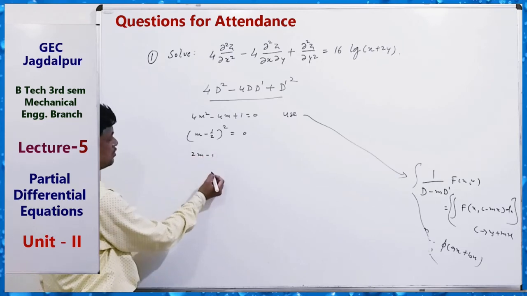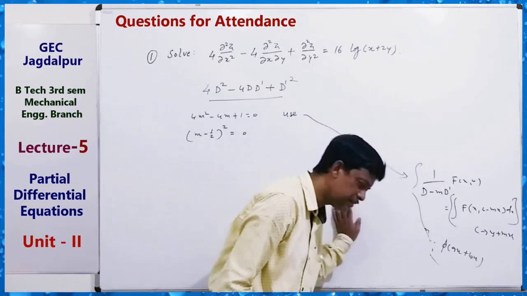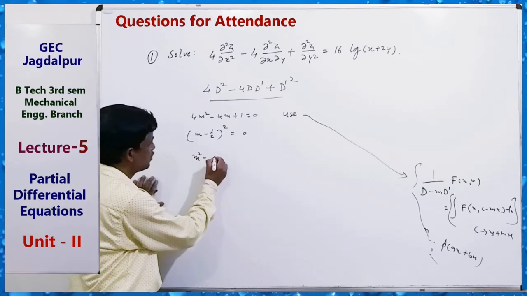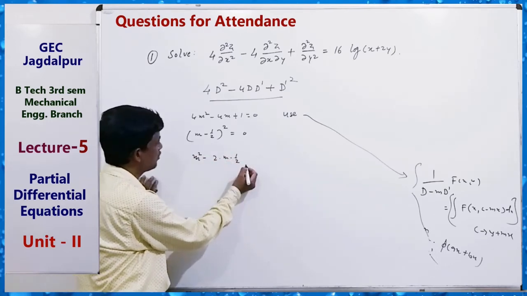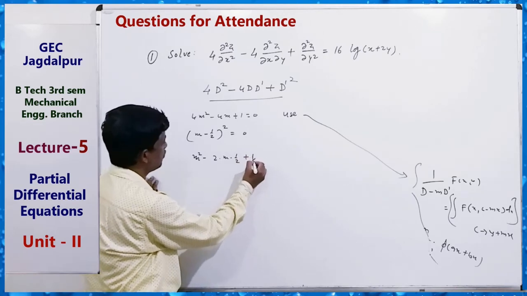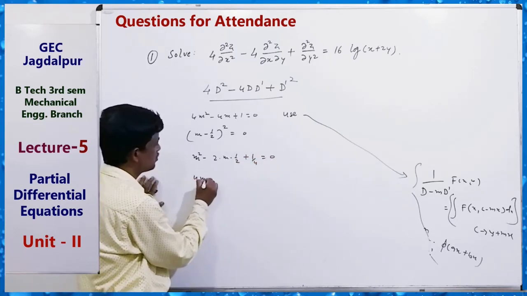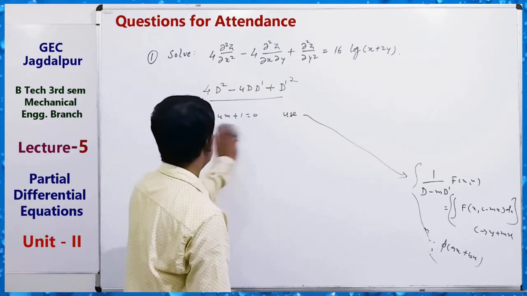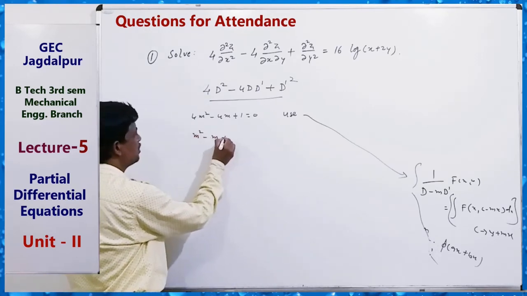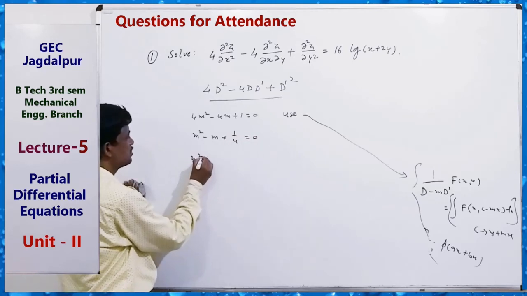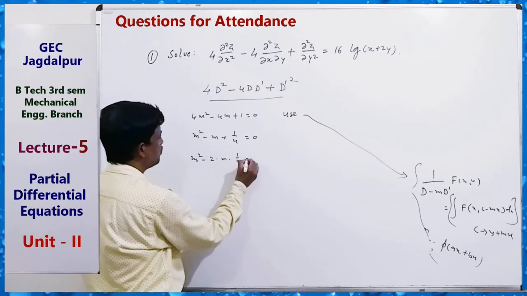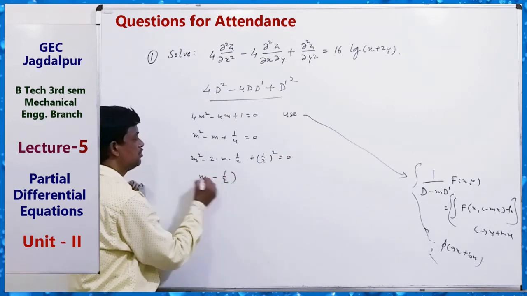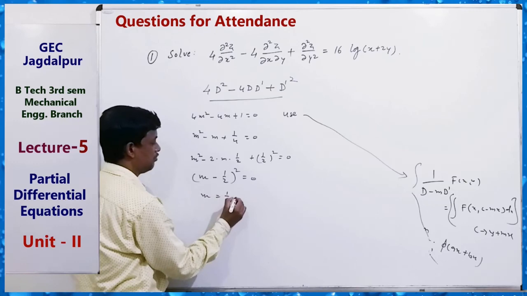2m minus 1, m minus half squared, I think. m minus half squared, that is m squared minus 2 into m into half plus 1 by 4 equals 0. That is 4m squared minus 4m plus 1 equals 0. Yes, m minus half whole squared. You can write m squared minus m plus 1 by 4 equals 0, that is m squared minus 2 into m into 1 by 2 plus 1 by 2 squared equals 0. That is, m minus half squared equals 0, so m equals half and half.